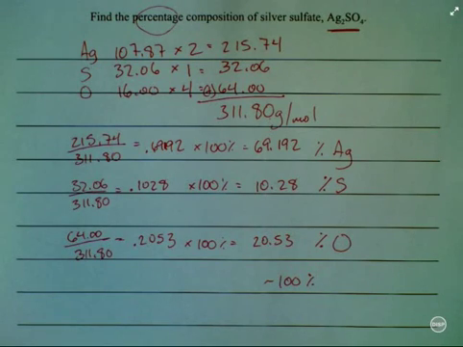So the percent composition of silver sulfate is going to be 69.192% silver, 10.28% sulfur, and then 20.53% oxygen.